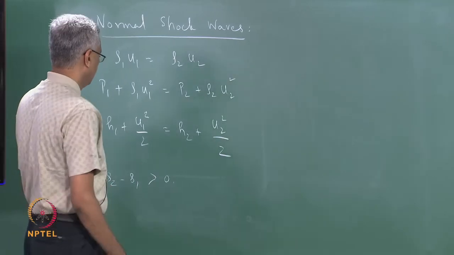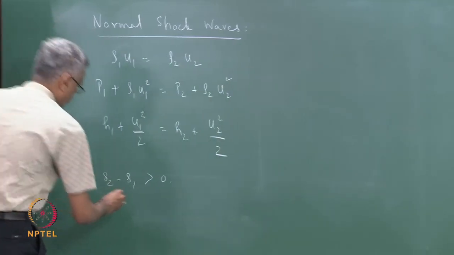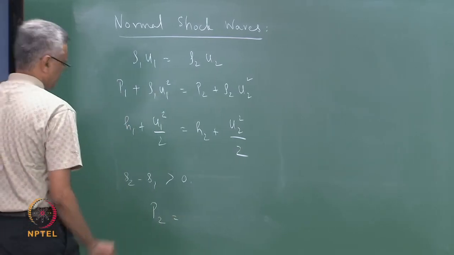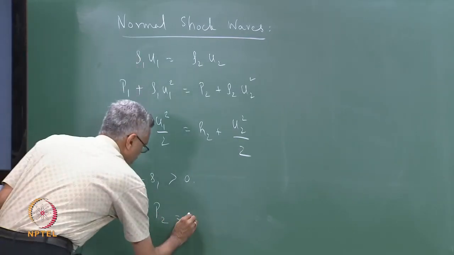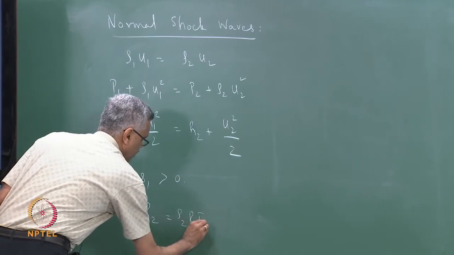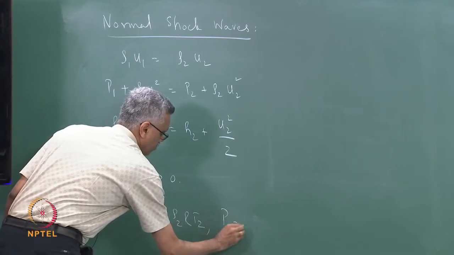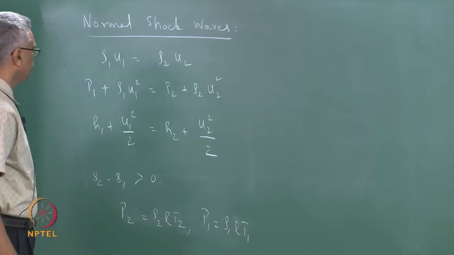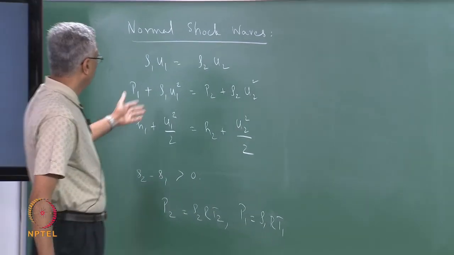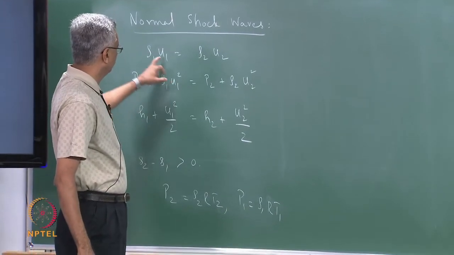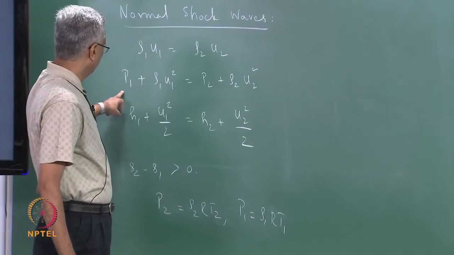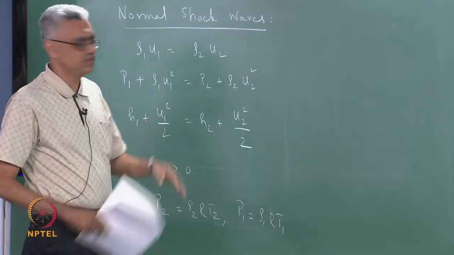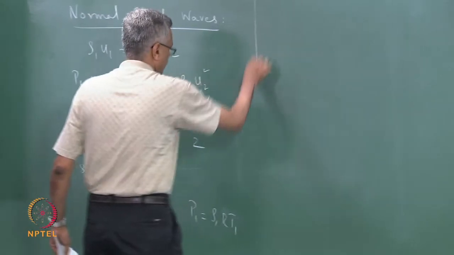So, if you look at these equations, in addition to this, we also know that the gas obeys the perfect gas equation of state. So, which means that P2 equals rho 2 R T2 and P1 equals rho 1 R T1. So, given these quantities, given U1, P1 and T1, we are trying to determine the corresponding quantities on the other side. So, that is the exercise that we are going to go through.